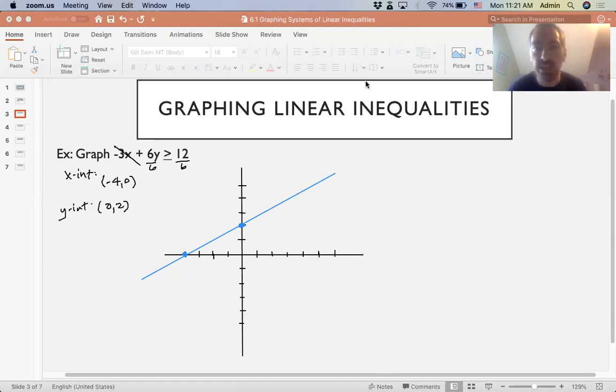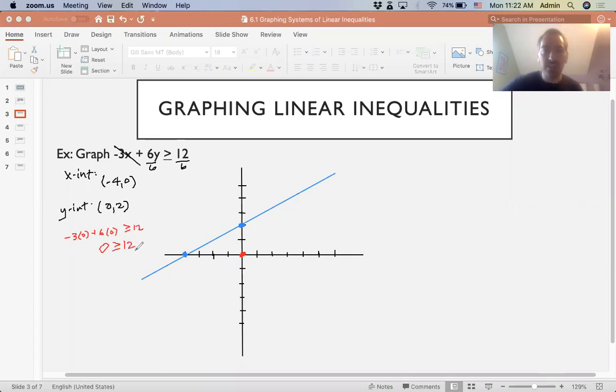Again, we can choose a test point. If 0, 0 is available, we choose that one, which it is. So we'll use this point 0, 0, plug it into the linear inequality. We like 0, 0 because there's really no work you have to show here, because I know the left-hand side is just going to be 0. And then we look at the statement, determine if it's true or false.